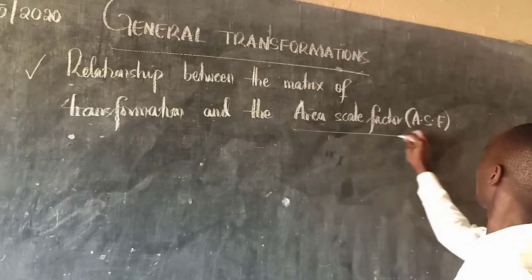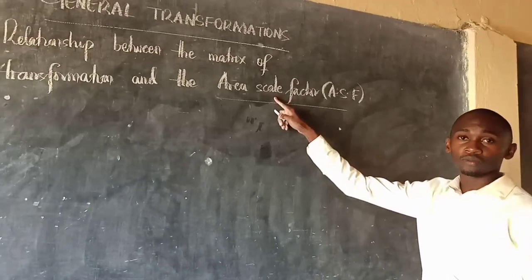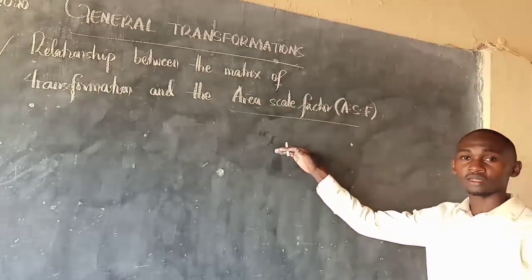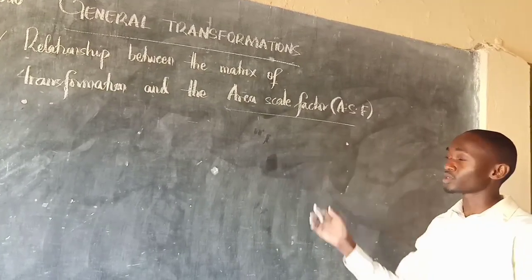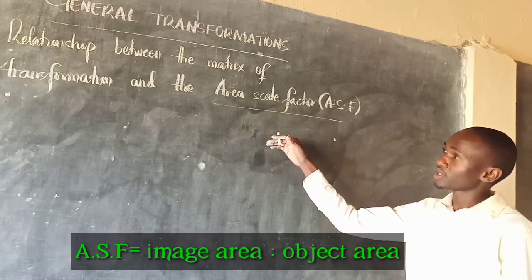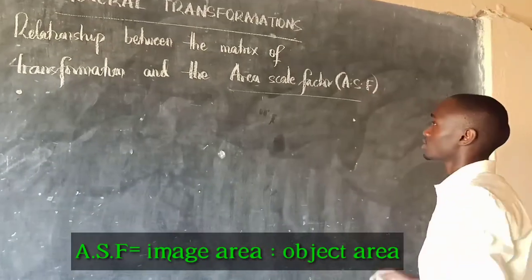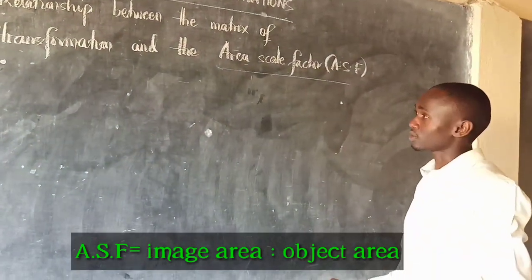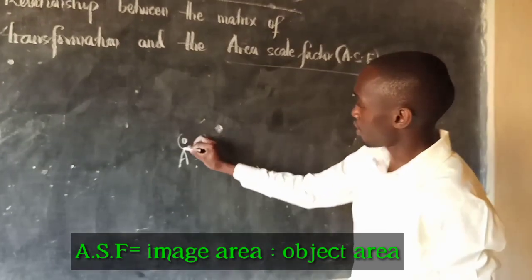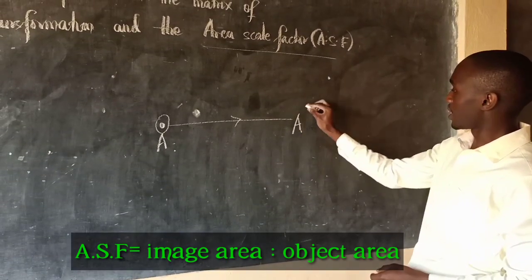Area scale factor, in simple terms, means the ratio of the area of the image divided by the area of the object. Ratio is automatically division. So area scale factor implies we are going to relate the areas, one of the object with that of the image. Take a case where we looked at, say, a point A as our object, and it is transformed to become the image.